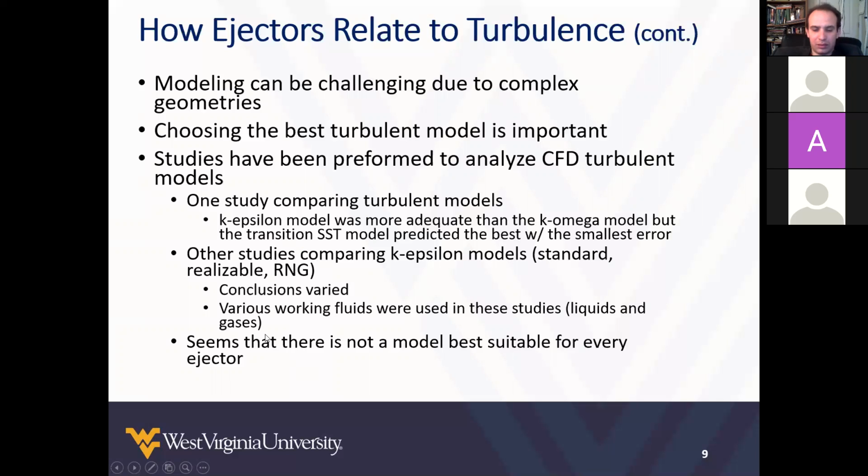For our project, we are using pressurized water as the working fluid, and then pulling the air-methane sample that's the secondary fluid. But many of these studies varied in what fluids were used, so that could be one thing that affected their conclusions. Overall, it didn't seem like there was one model that would work best. So it's going to depend on the geometry of the ejector that you're modeling and the fluids that you use.